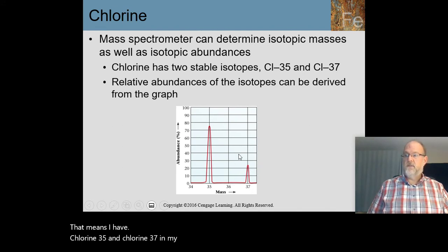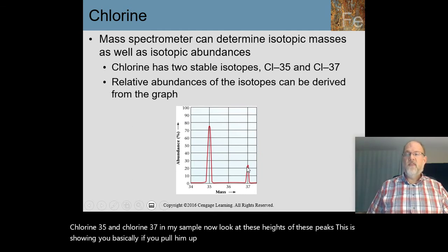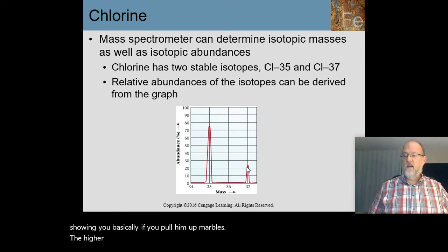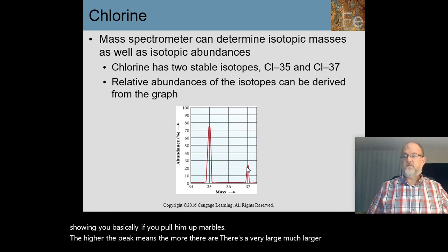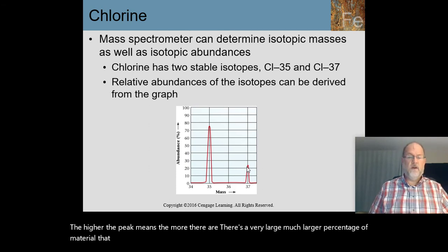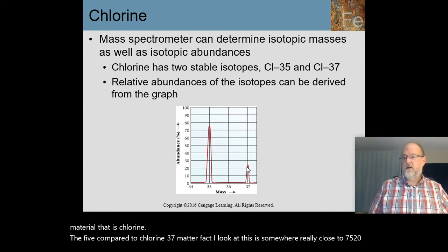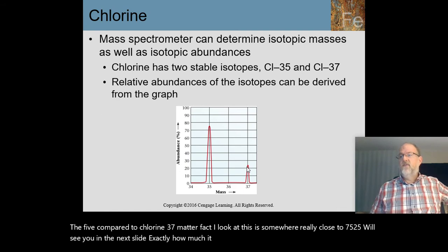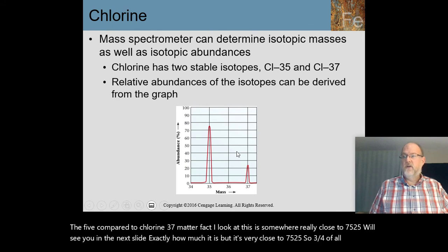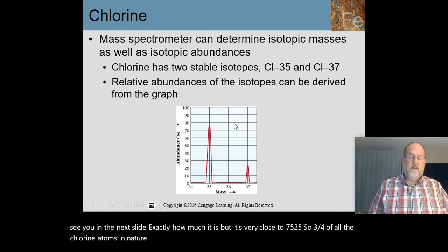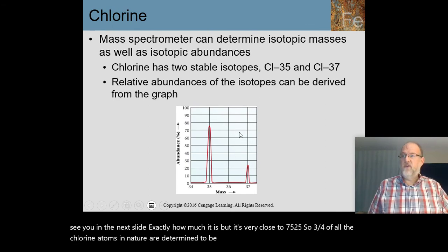Now look at these heights of these peaks. This is showing you, basically if you pile them up like marbles, the higher the peak means the more there are. There's a much larger percentage of material that is chlorine 35 compared to chlorine 37. As a matter of fact, it's somewhere really close to 75-25. We'll see on the next slide exactly how much it is. But it's very close to 75-25. So 3/4 of all the chlorine atoms in nature are determined to be chlorine 35, and about 25% are chlorine 37.